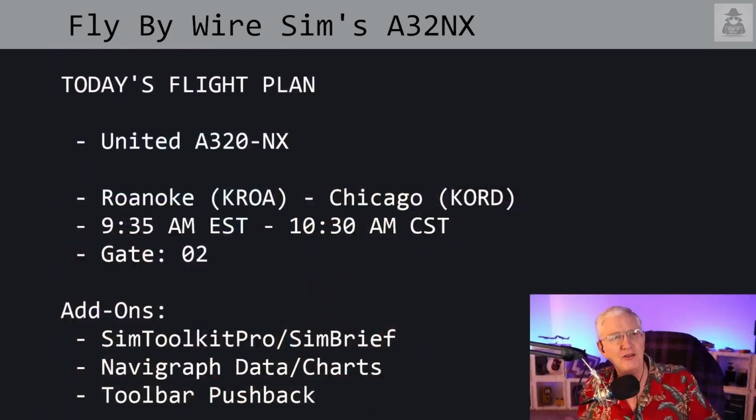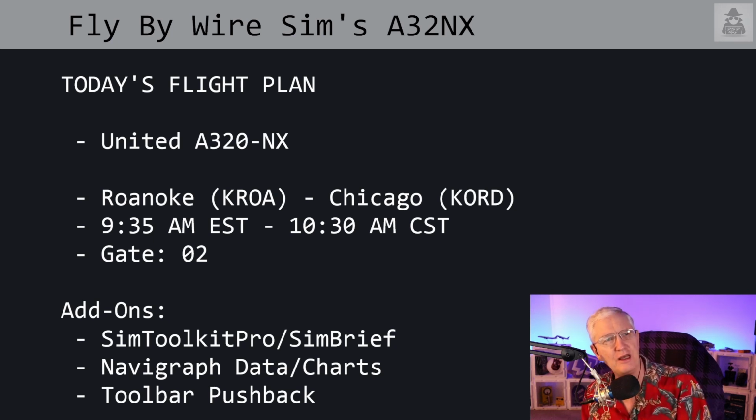Let's get into this airplane right here, and I'm going to start off with basically what we're doing today. This is the United A32NX. I think United flies A320s. I don't think that United actually has the NX or the Neos in their fleet yet. They probably could. We're going from Roanoke, Virginia to Chicago O'Hare because if you've been over on the Spy Flight, you know it's all about pizza, and Chicago pizza is my favorite, so there you go. Our departure time is 9:35 a.m. Eastern Time. We are at Gate 2 of Roanoke Regional Airport.